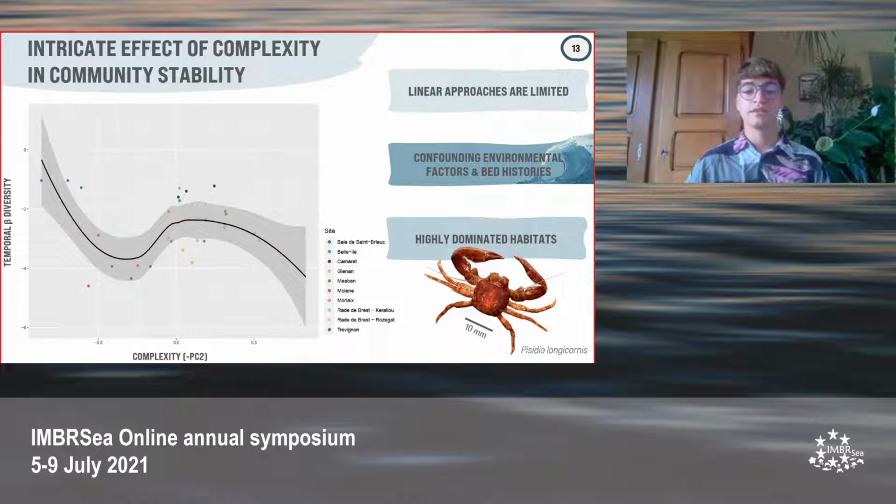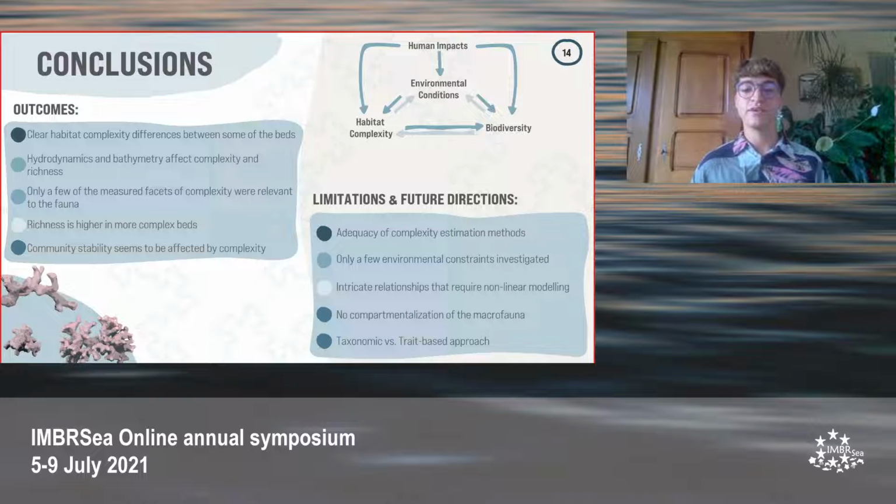So in this study, which to our knowledge is the first one of its kind in maerl beds, we were able to demonstrate that there were clear differences in habitat complexity between some of the 10 beds analyzed. And we saw that those differences could be related to both hydrodynamics and bathymetry, and demonstrated that depth has a direct effect on both complexity and richness.